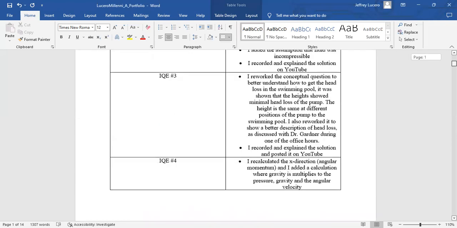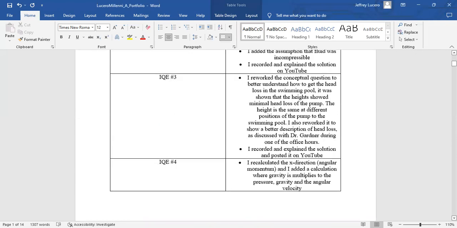For IQE 3, I reworked the conceptual question to better understand how to get the head loss in the swimming pool. It was shown that the height showed minimal head loss of the pump, which was previously discussed with Dr. Gardner in one of her office hours, that it would show that there would be minimal head loss or no head loss at all. It would be the same as the pump work. And I also recorded and explained the solution.